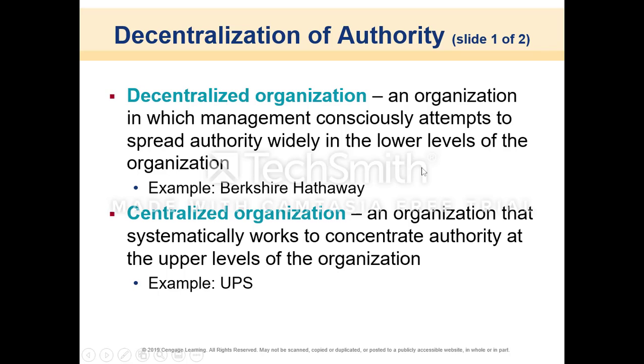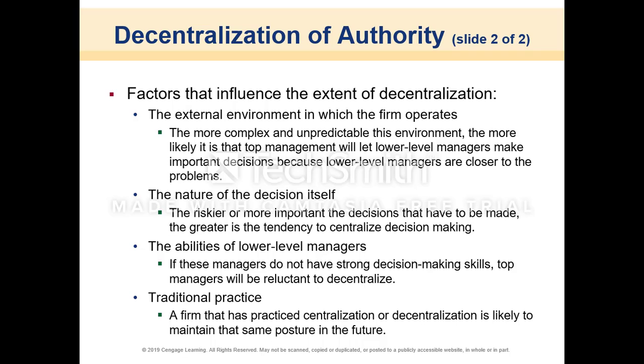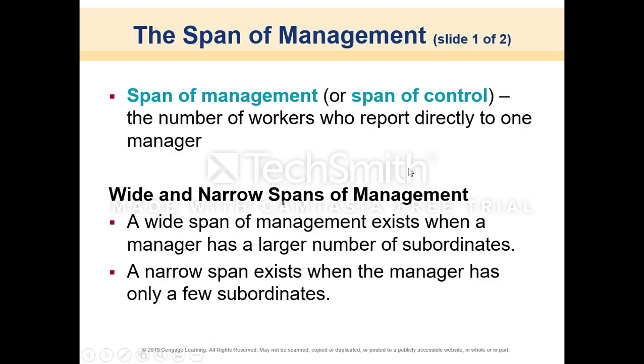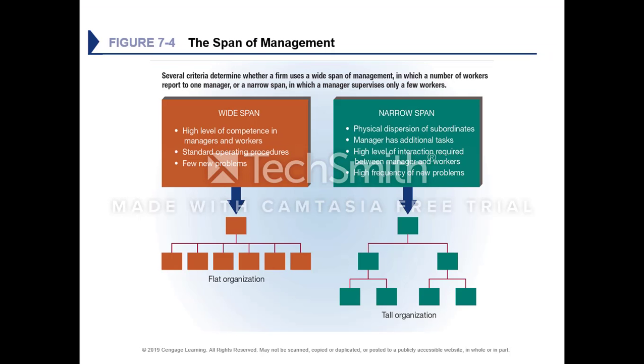So authority. Sometimes it spreads to the lower levels, or the authority is kept at the top. A number of factors can influence the extent to which a firm is decentralized. The fourth step in organizing a business is establishing the span of management, and that's the number of workers who report directly to one manager. There are wide and narrow spans of management. Here is what a wide span and a narrow span of management should look like.